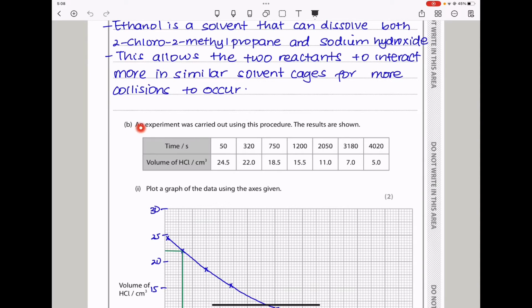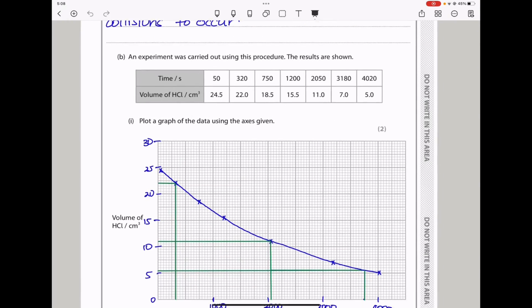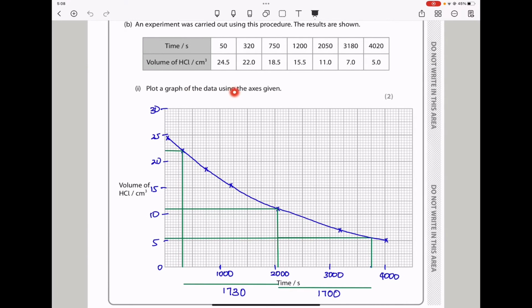In part B, an experiment was carried out using this procedure and the results are shown. So we have the time as well as the volume of HCl. Then they say, plot a graph of the data using the axis given. So I'm going to use this information to plot this here. We have the volume of HCl on the vertical axis and we have the time on the horizontal axis. So I used the data in the table to find a suitable scale for both the horizontal as well as the vertical axis and then plotted the specific points.